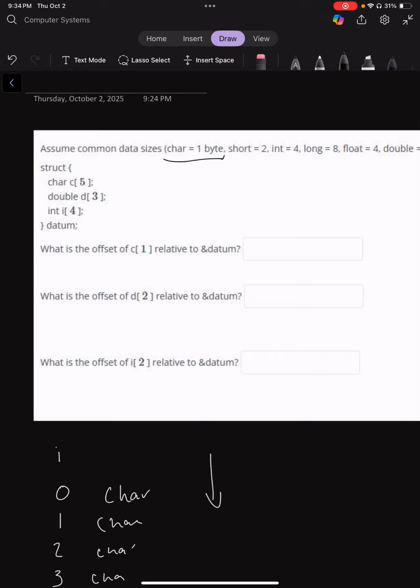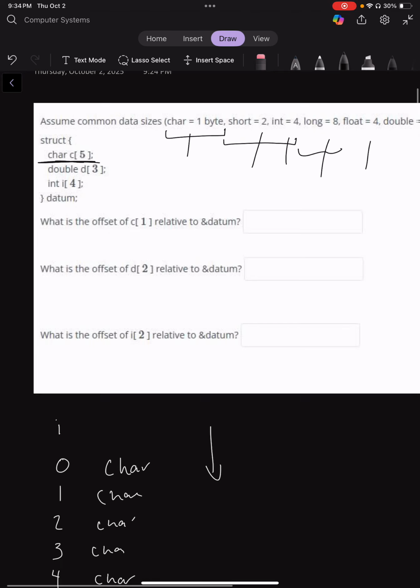Each data type has to be on an index spot that's divisible by the amount of bytes it takes. So chars take up only 1 byte. Any number is divisible by one, so a char could be anywhere. Shorts have to be on a spot divisible by two, ints four, longs eight, and all that. So I think I've just been drawing it out.